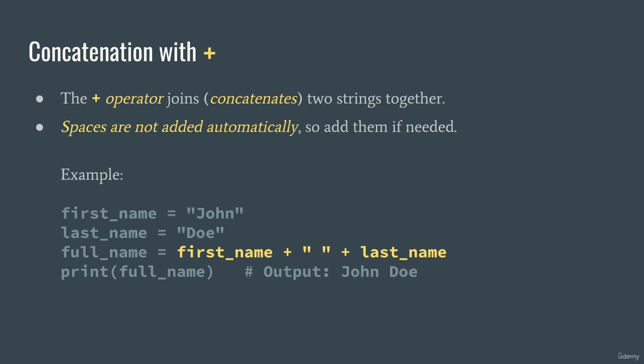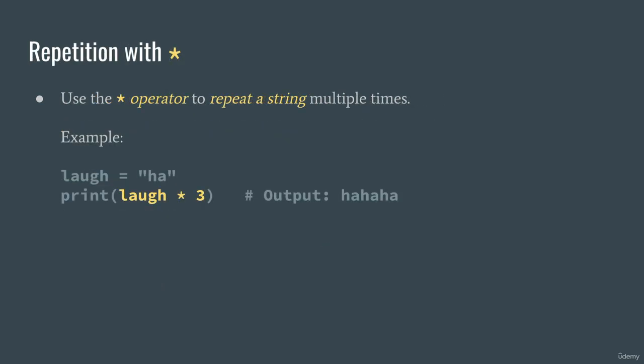For example, when combining a first name and last name, you can add a space between them to get the full name. We also have the repetition operator in Python. This operator allows you to repeat a string multiple times. It's a simple way to create repeated patterns in your code.